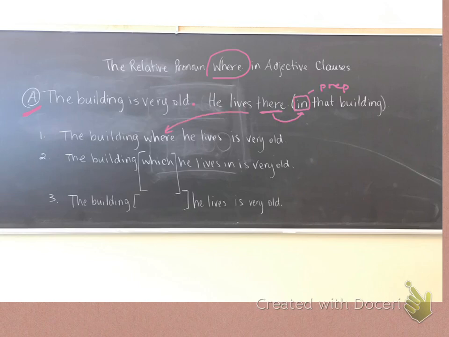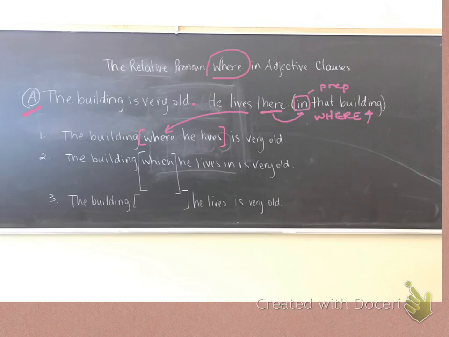end up creating. The building where he lives is very old, and where is in that building. But that information is understood, so we don't need to repeat it. So we're not going to say the building where he lives in that building is very old. So this idea of where, or the relative pronoun where, replaces the idea of in that building. So far, so good? Hope so. Okay, so that's number one.